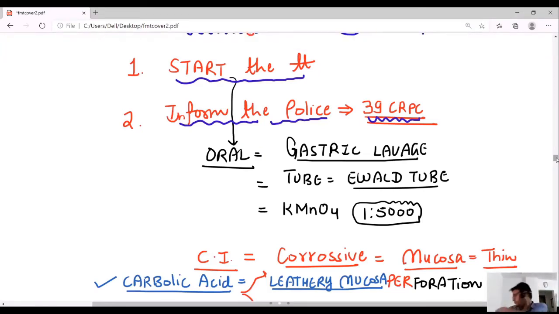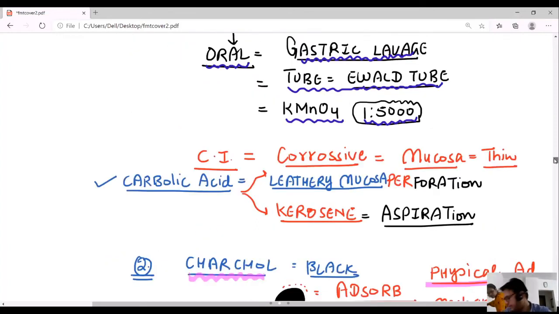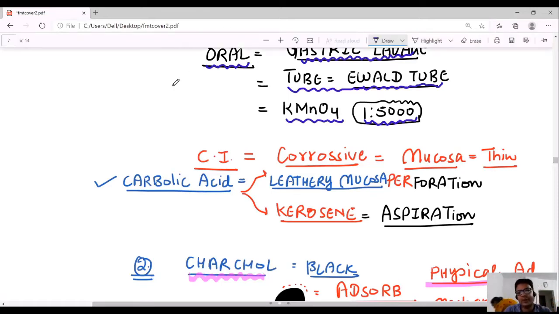If you have oral poison, you should go for gastric lavage. For gastric lavage, we use a tube that is known as Ewald tube. In gastric lavage, we use KMnO4 at 1:5,000 concentration.